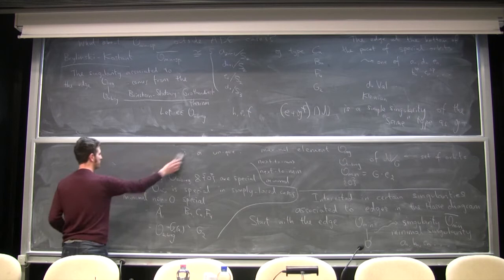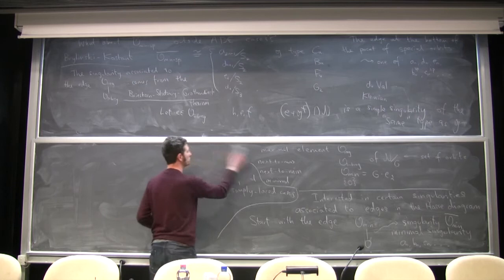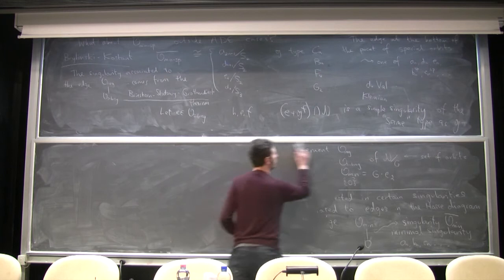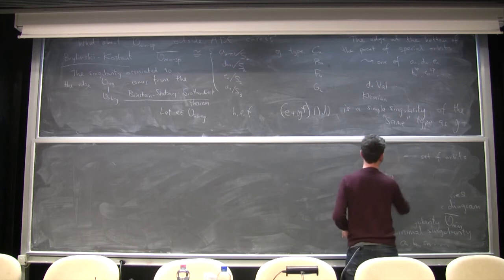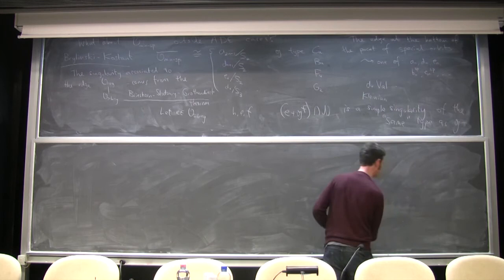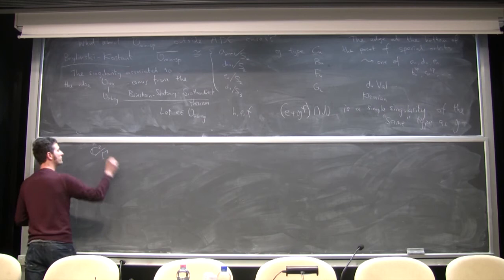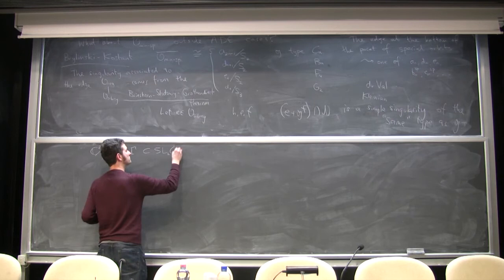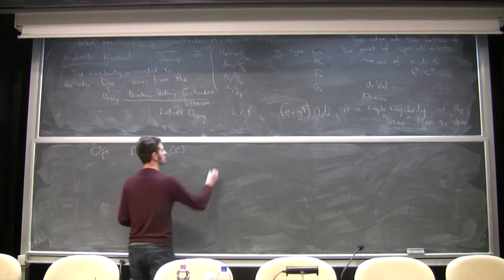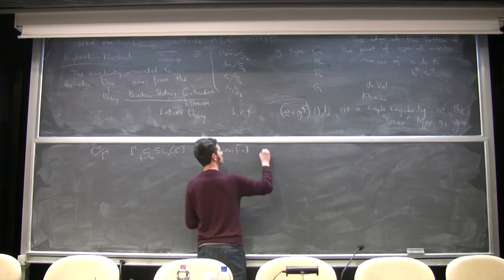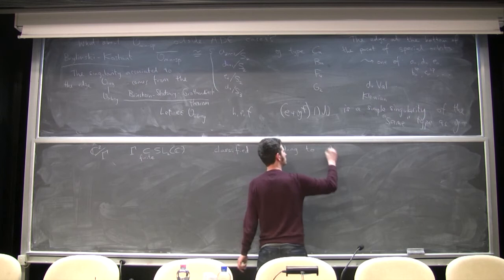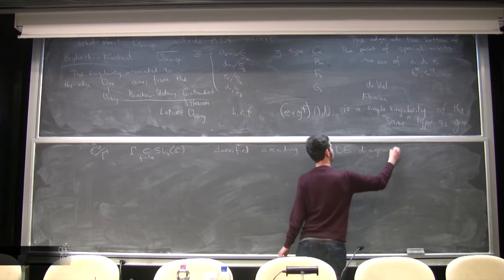So the simple singularity is well known. By definition, a simple singularity is a quotient of C2 by a finite subgroup of SL2. And it's well known that the finite subgroups of SL2 are classified up to conjugacy according to simply laced Dynkin diagrams. So the simple singularities are classified by these ADE diagrams.